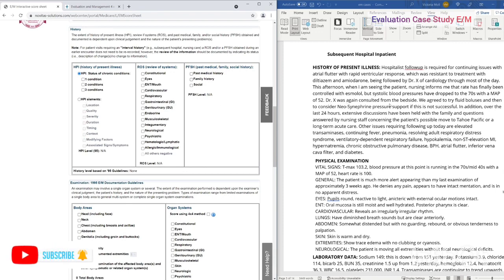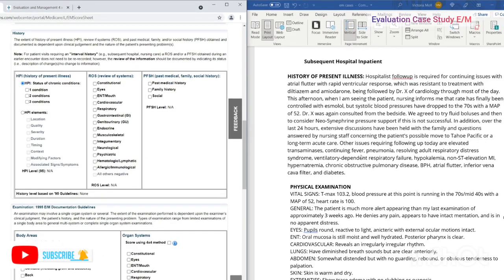Dr. X was consulted from the bedside. We agreed to try fluid boluses and then to consider neosynephrine pressure support if not successful. In addition, over the last 24 hours, extensive discussions have been held with the family and questions answered by nursing staff concerning the patient's possible move to Tahoe Pacific or long-term acute care. Other issues requiring following up to date are elevated transaminase, continuing fever, pneumonia, resolving adult respiratory distress syndrome, ventilator-dependent respiratory failure, hypokalemia, non-STEMI, hypernatremia, etc.